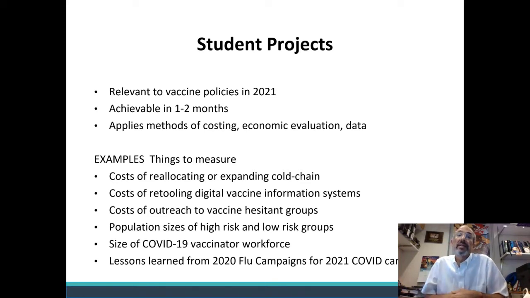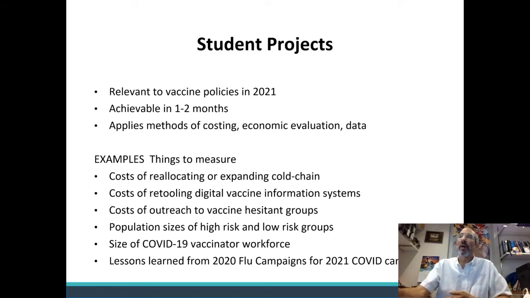Another example is, what can we learn from the flu vaccine campaigns of now? What can we learn from the SIAs of last year for measles and other childhood vaccines? What do they teach us for the COVID campaigns that we're going to do? And it's not obviously all applicable, but if you've been on those campaigns, could you propose a project to learn whatever we can learn from those campaigns?